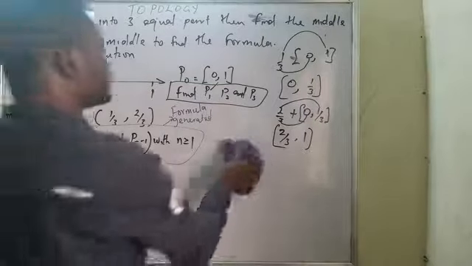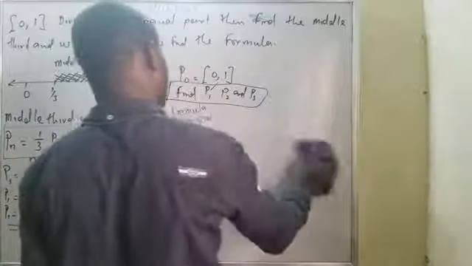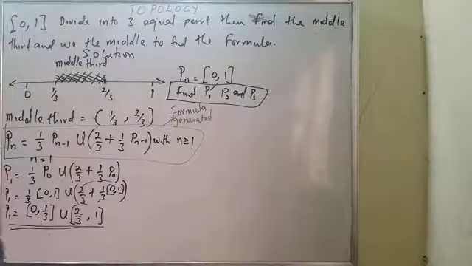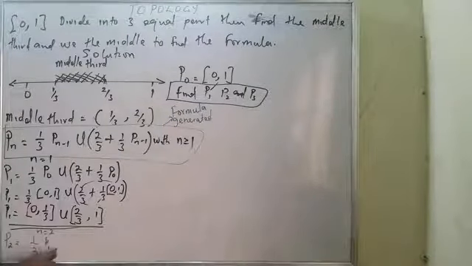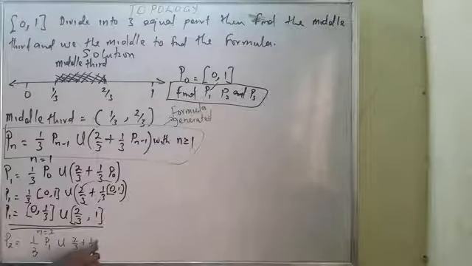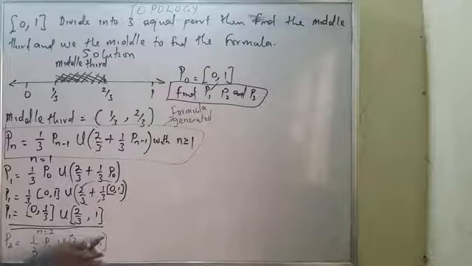My P2, which is going to be my n equals 2. If my n equals 2, it means I'm talking about P2 will be equals to 1 all over 3 P1, junior, 2 all over 3 plus 1 all over 3 P1. Close the bracket.